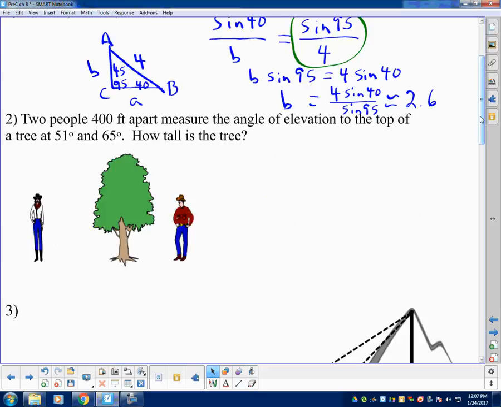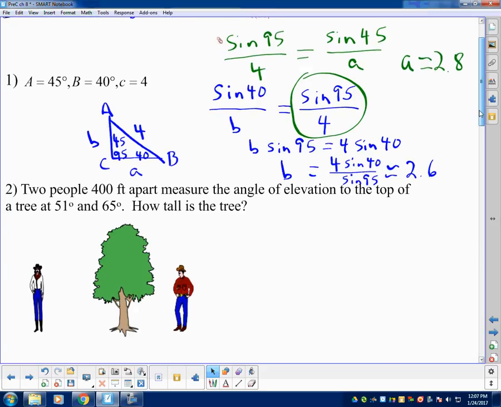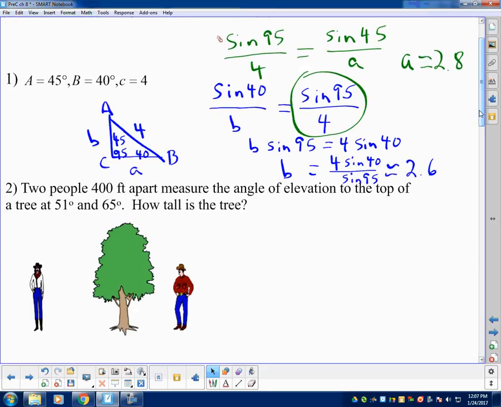All right, some of you might have been copying that down still. Two people 400 feet apart measure the angle of elevation to the top of a tree at 51 degrees and 65 degrees. How tall is the tree? Nothing's to scale here in my pictures, but I move them apart a little bit. So let's make our triangle here.